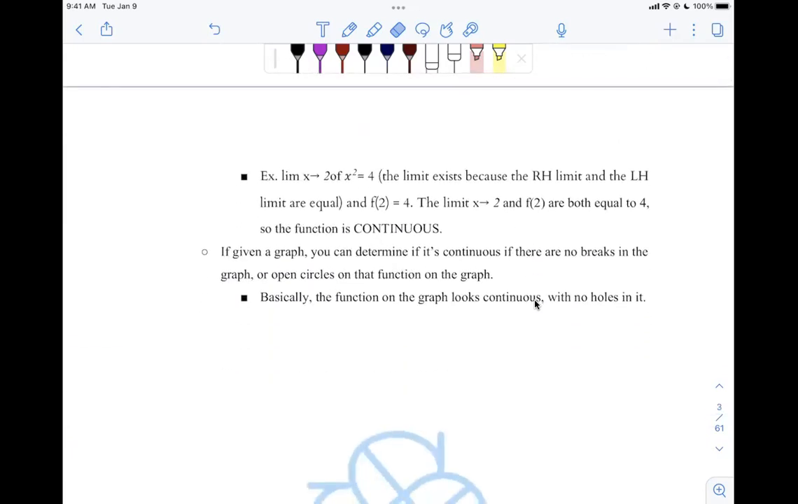And usually, if given a graph, we won't do the very formal definition, though there is one. If you want to look into it, it's called the epsilon-delta definition. But if we are just given a graph, we can tell whether it appears to be continuous by just checking that it doesn't have any breaks or holes or any gaps, really.